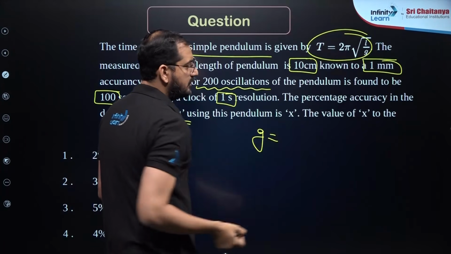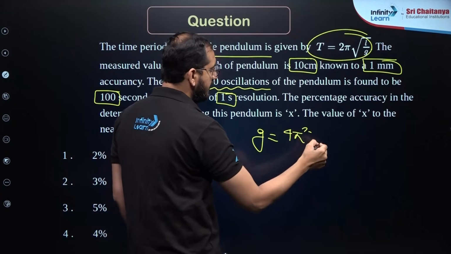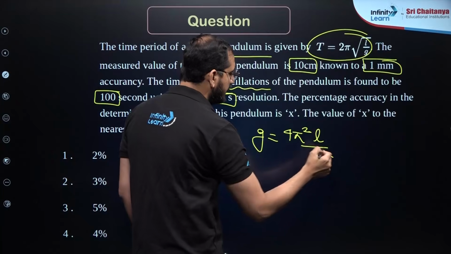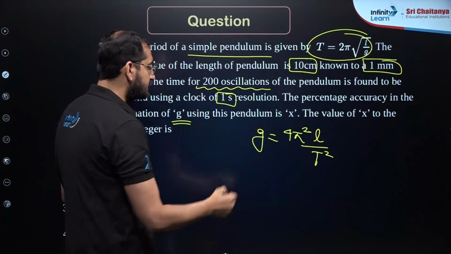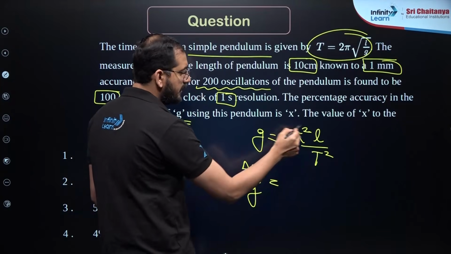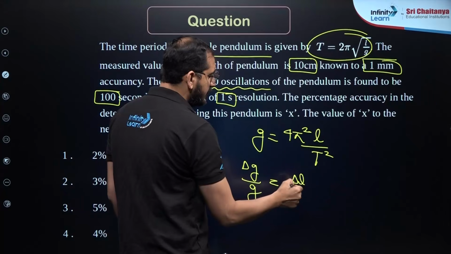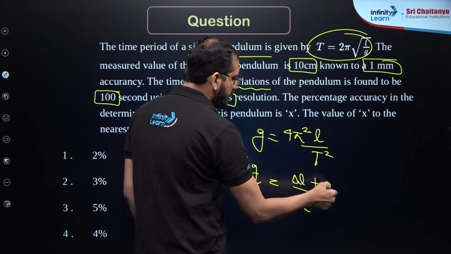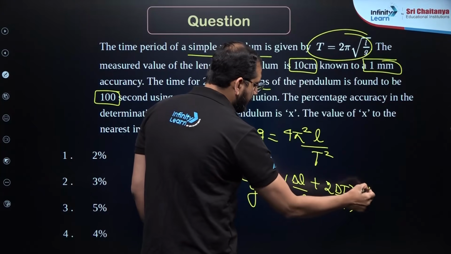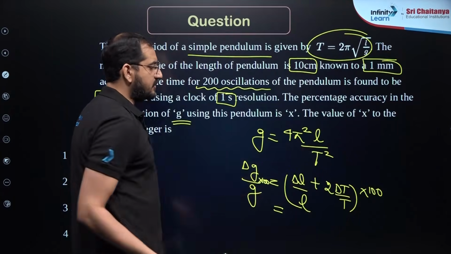Okay, transpose all the values and square both sides. We are going to get G as 4 pi square L divided by T square, right? So from here we can write down that delta G by G is equal to 4 pi square, which is a constant, so we can just leave it out, times delta L by L plus 2 times delta T by T. And since we are interested in percentage, let's multiply by 100 on both sides, and this value will come out in percentage.